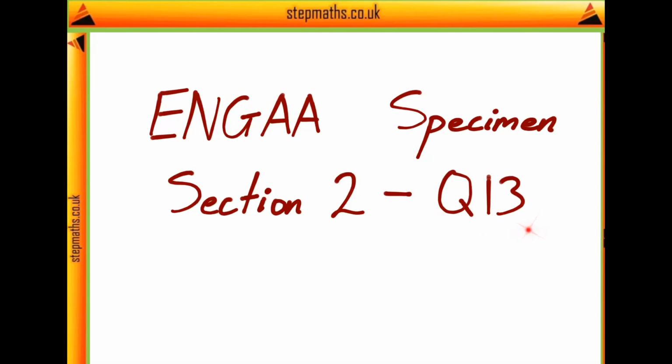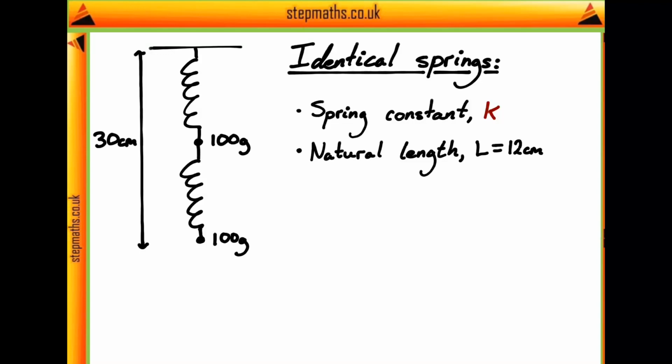Here we're going to look at question 13 from section 2 of the ENGAA specimen paper. In this question we're told that we have two identical springs, each with a spring constant K and a natural length L of 12 centimetres.